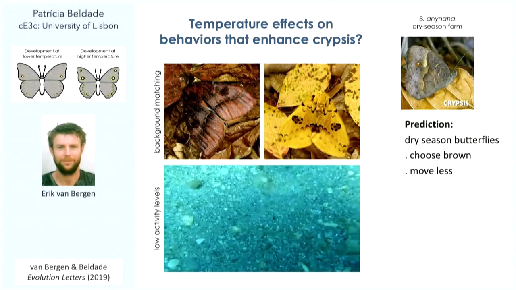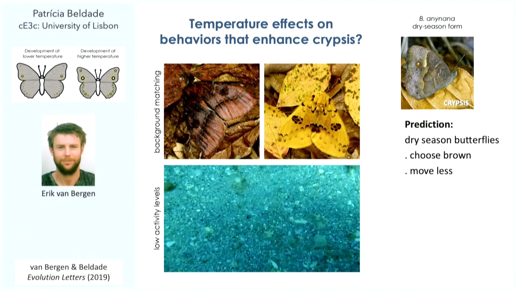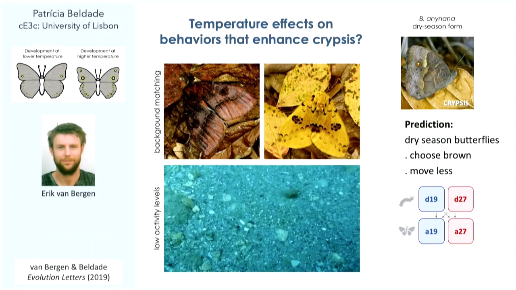So we had predicted that we would see developmental plasticity in these two aspects. One, background matching, which would mean brown butterflies will choose a brown background to rest upon, okay? And in low activity levels, brown butterflies will move less than non-brown butterflies, conspicuous butterflies. So how we tested this is we grew caterpillars at the low temperature that induces the formation of the dry season form versus the high temperature that induces the formation of the wet season form. And then the adult temperature was also tested at the two temperatures.